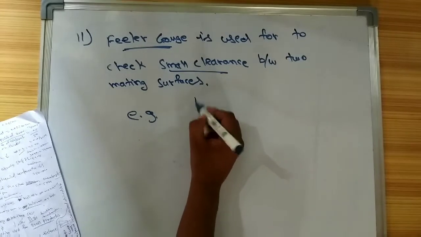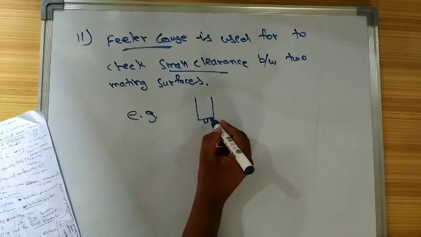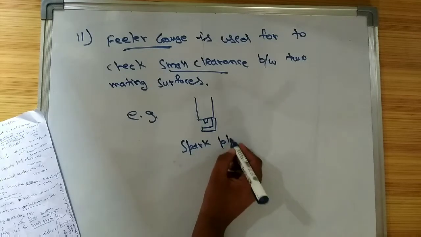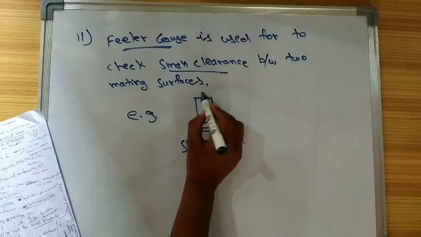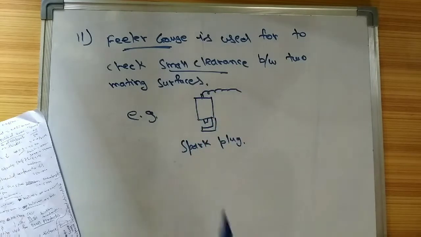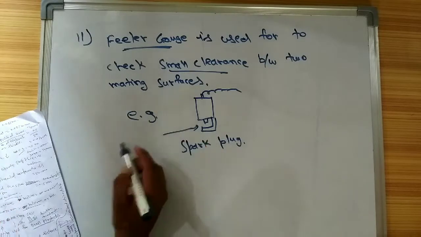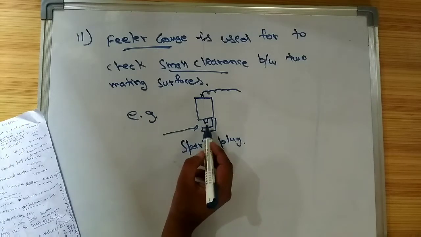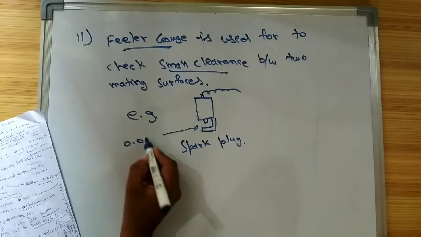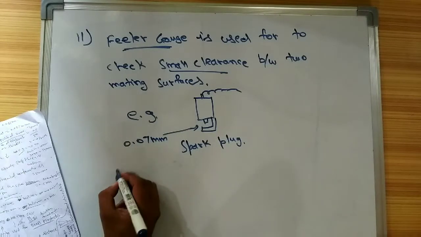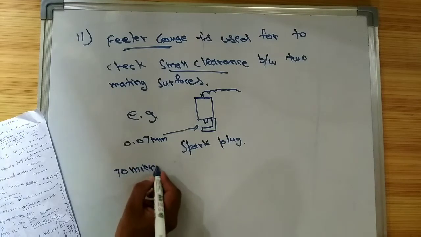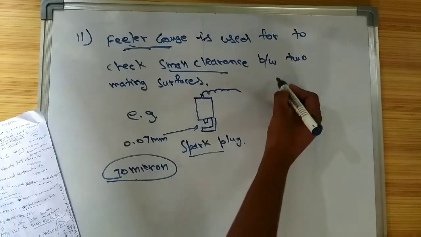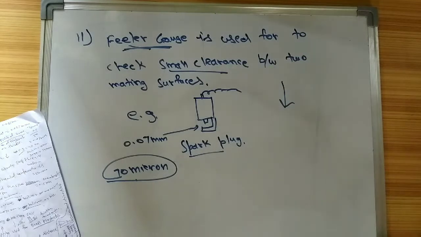For example, in a spark plug, the small clearance is checked by the feeler gauge. The clearance between the spark plug electrodes is 0.07 mm, commonly 70 micron. It is checked by the feeler gauge, and there are many other examples.